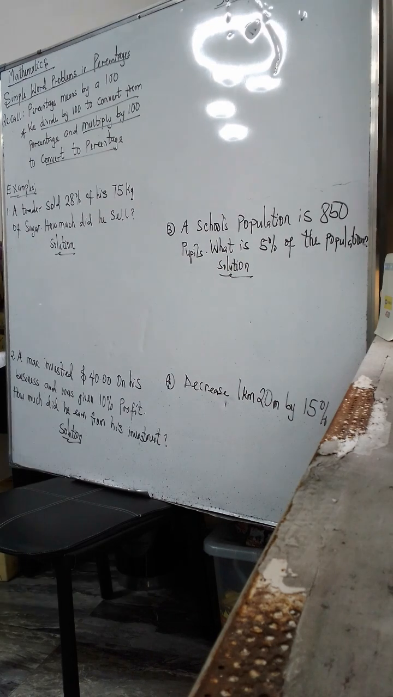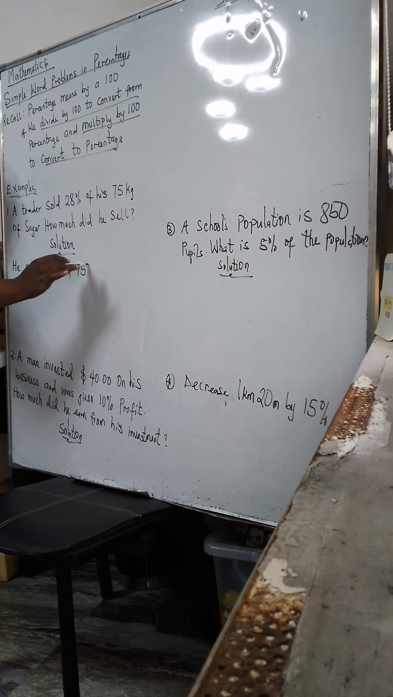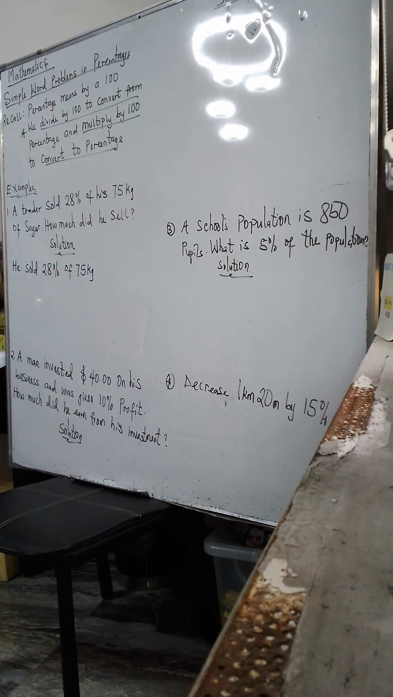So if this is 28%, he sold what? He sold 28% of 75 kg. Right? He sold 28% of 75 kg. Okay, so it means that this is 28% of 75 kg.